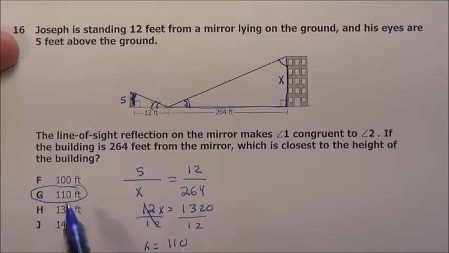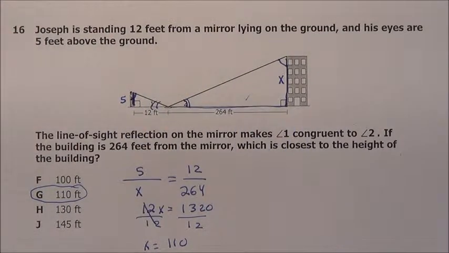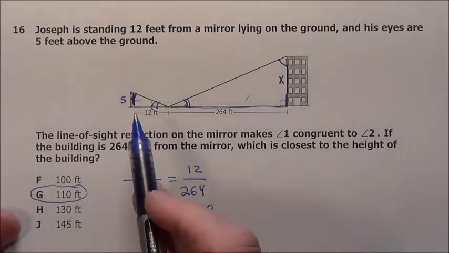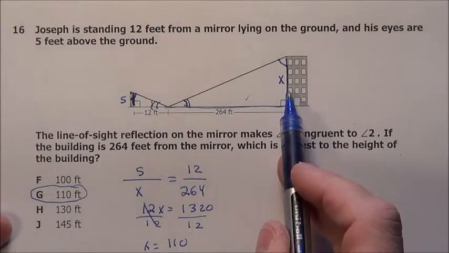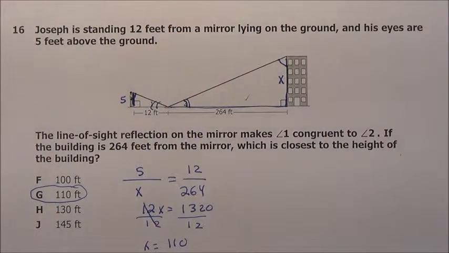And there's our option. Again, as soon as you see a small triangle and a big triangle, you should know you're going to similar triangles and you're going to set up a proportion just like this, with 5 corresponding to its triangle side over here and the 12 corresponding to 264. You should recognize that as soon as you see that picture. You should know exactly what they're going to do. Problem 16, answer is G.